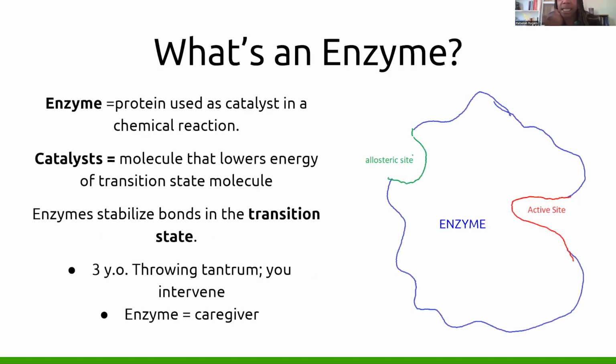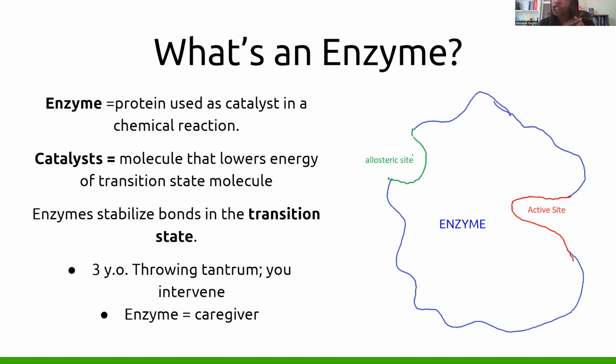So what is an enzyme? An enzyme is always a protein. All proteins are not enzymes, but all enzymes are proteins, and they are also used to catalyze a chemical reaction. A catalyst is something that speeds up a reaction specifically by lowering the activation energy. That activation energy is the energy needed for the formation of the transition molecule. So a catalyst is some type of molecule that is going to lower the energy of the transition state.